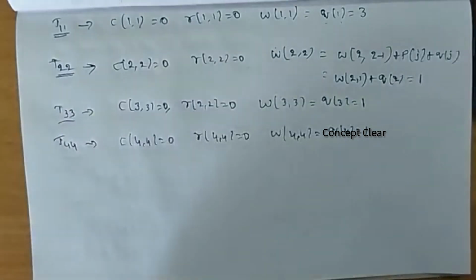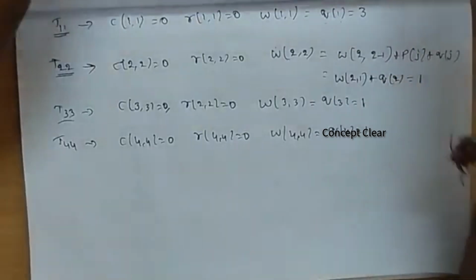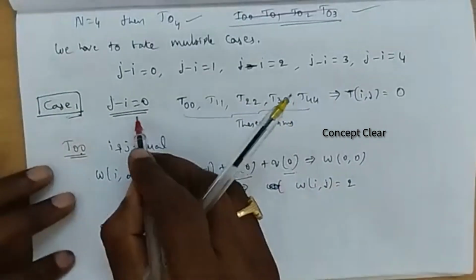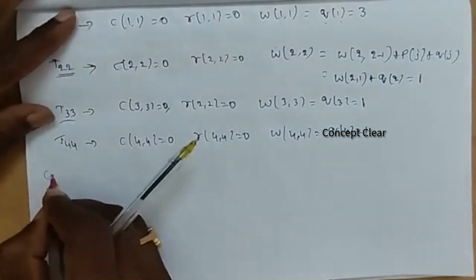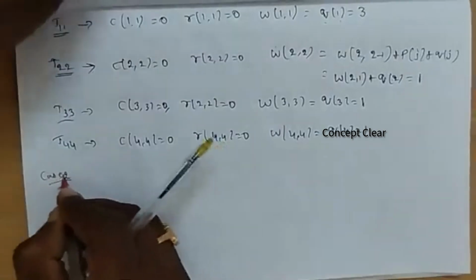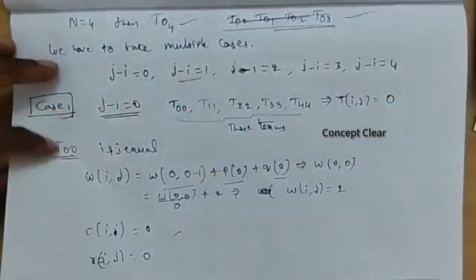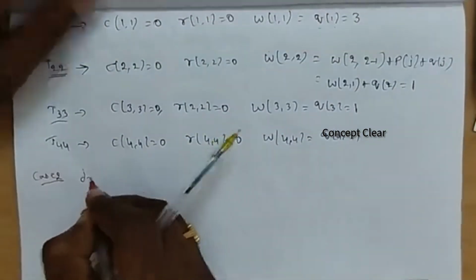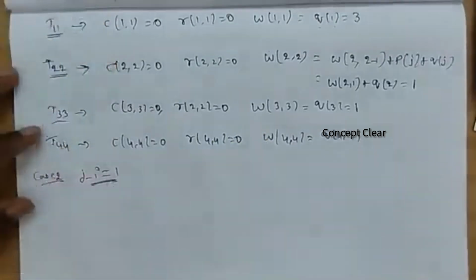Okay. Next, what do I have to do? Next we have to take the second case. What is the second case here? This is the first case, this is the second case. Case 2. Okay, I'm writing case 2. Case 2 is j minus i equals 1. Consider j minus i equals 1.